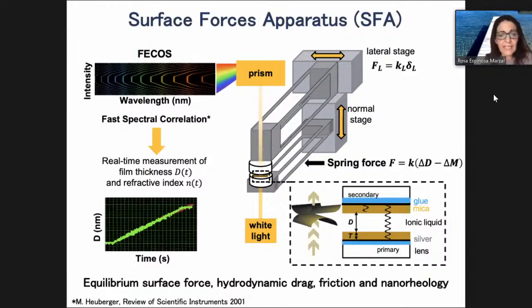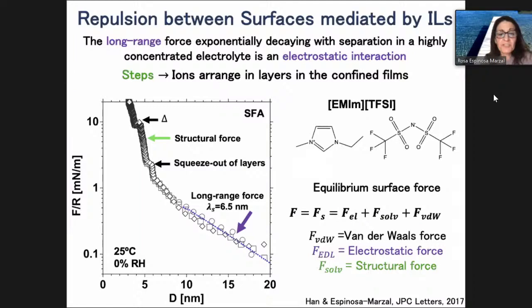The information about the structure of the boundary film comes from normal force measurements. This is a representative measurement for MMTFSI, for this ionic liquid. The force normalized by the radius of the mica, about 2 centimeters, and as a function of the surface separation, which is the thickness of the boundary film.